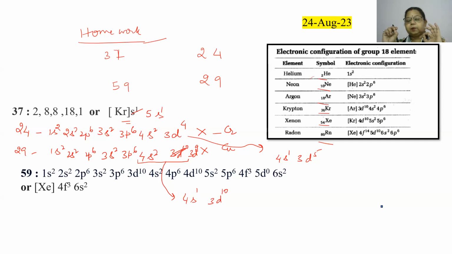Please remember and note it down in your copies that exactly half-filled and exactly fully-filled orbitals are more stable than nearly half-filled and nearly fully-filled orbitals. Do you want me to write it down? Or do you know about it?